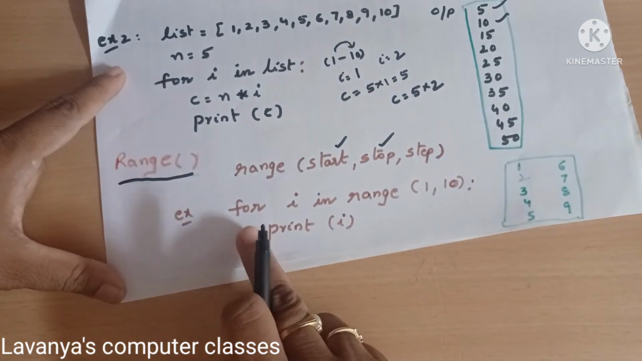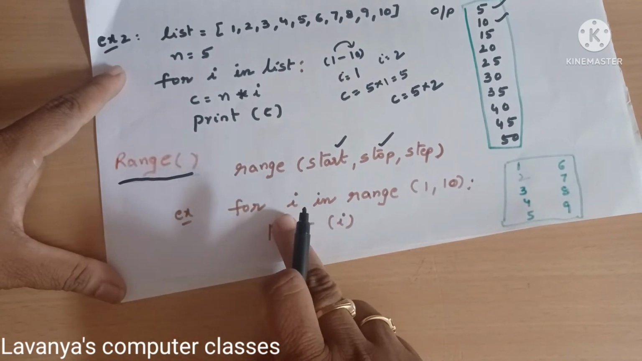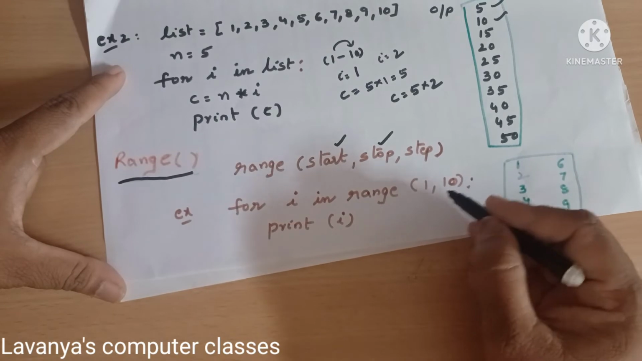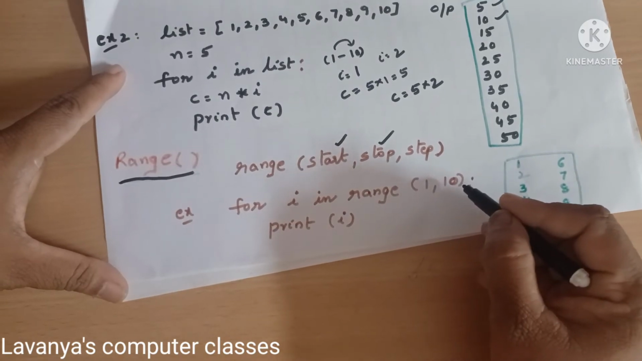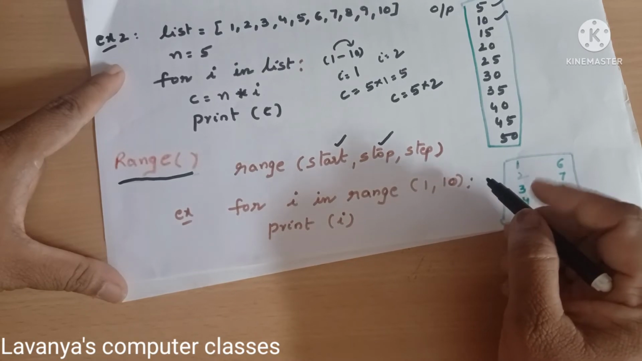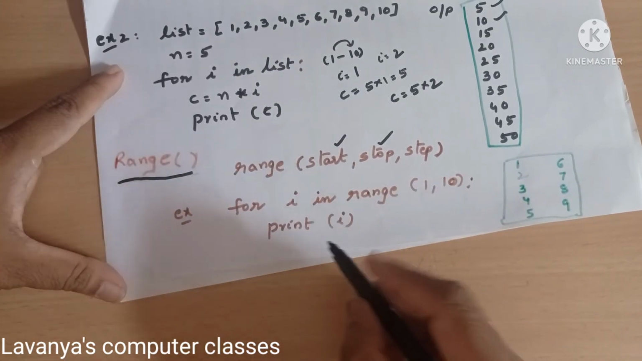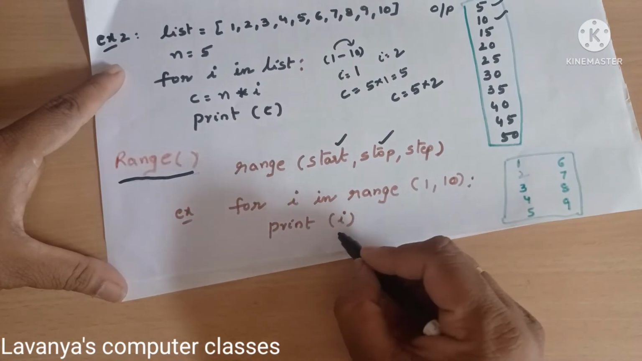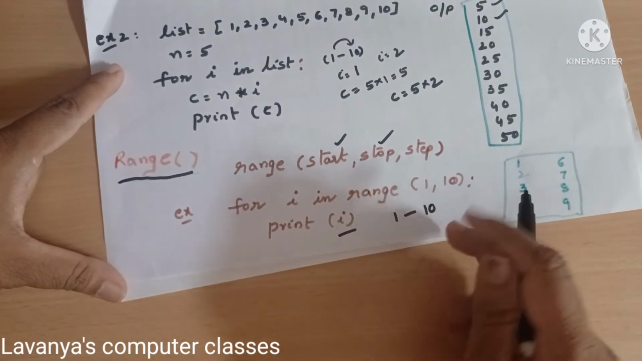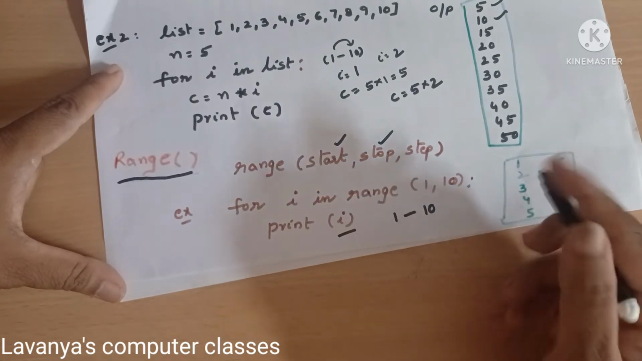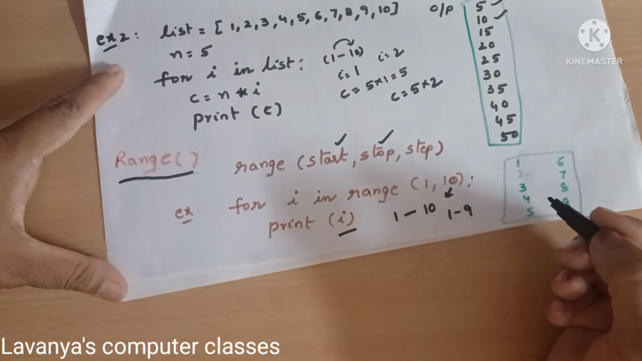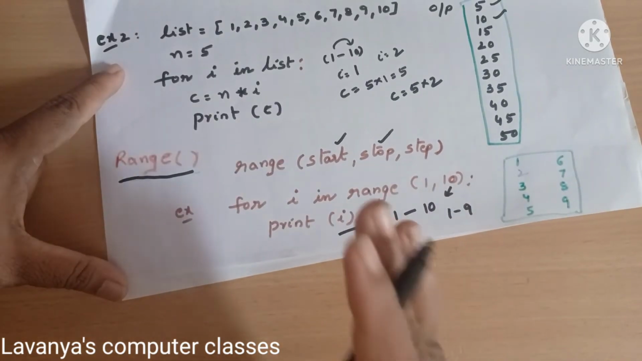See the example. For I is the variable name, I in range 1, 10. Here I write only start and stop. I am not specifying step. If you do not specify the step, it increments by only 1 at a time. So print I. I value starts from 1 and we stop at 10. Here is one point you have to remember. 10 means it prints only 1 to 9, one number less.